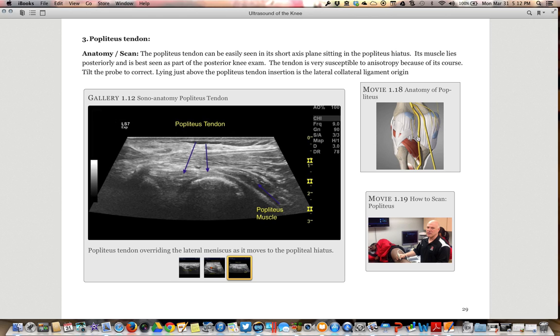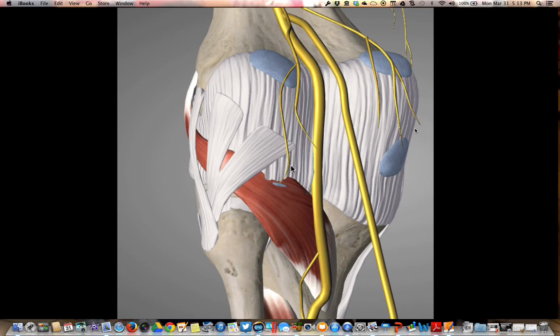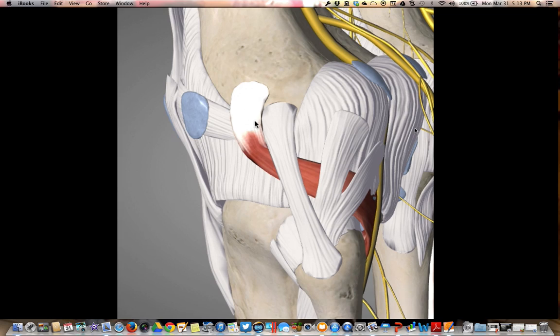Let's review this anatomy so we understand this a bit better. Let's take a closer look at the popliteus tendon and muscle. It's a very posterior tendon starting on the lateral aspect of the posterior tibia here. Just above it is the sciatic and tibial nerve. It'll run a sharp oblique course to attach on the femur just underneath the fibular collateral ligament, which is pictured here.